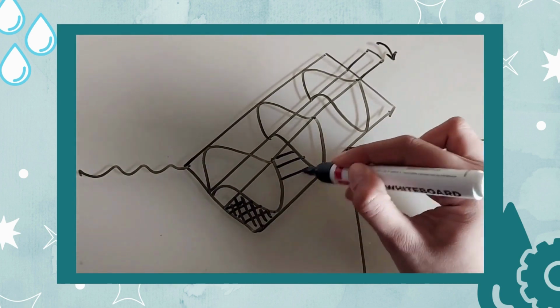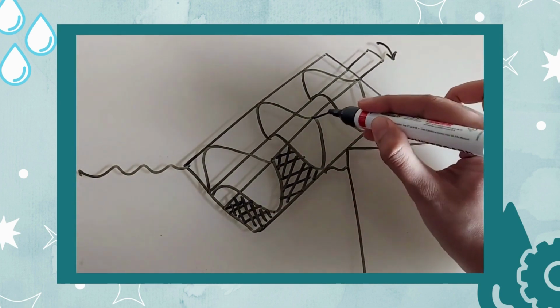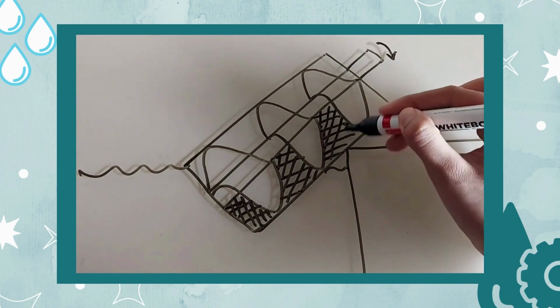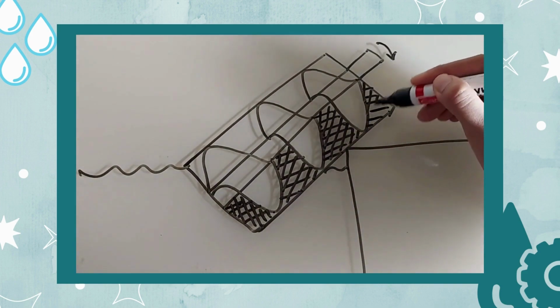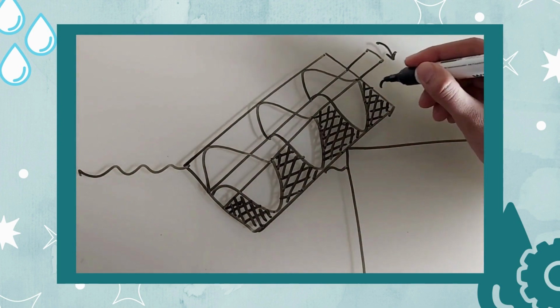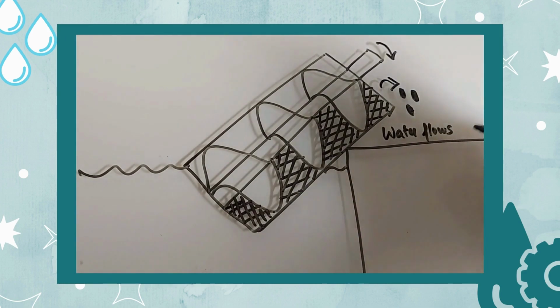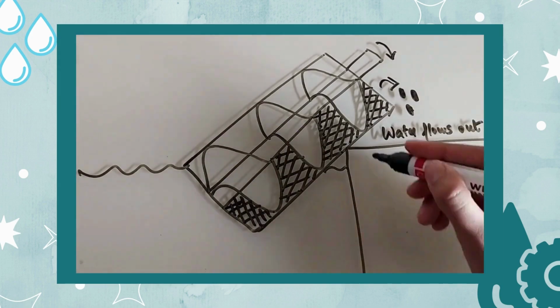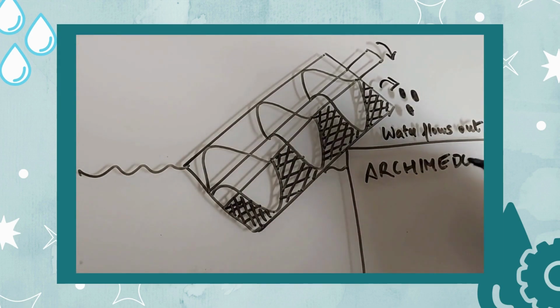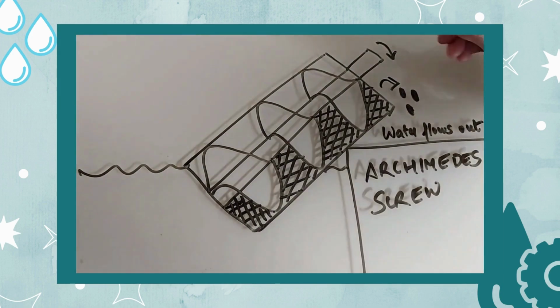As the screw moves, it scoops up a small amount of water into the first pocket. On the next turn of the screw, the first pocket of water moves to the second pocket and a new scoop of water enters the first pocket. This motion continues and eventually the first scoop of water comes out at the other end.